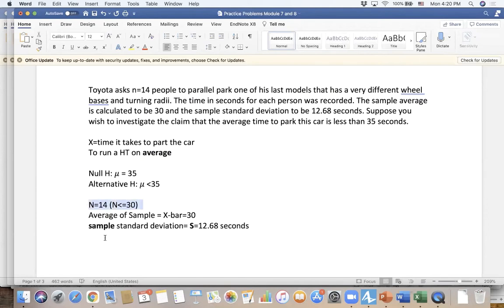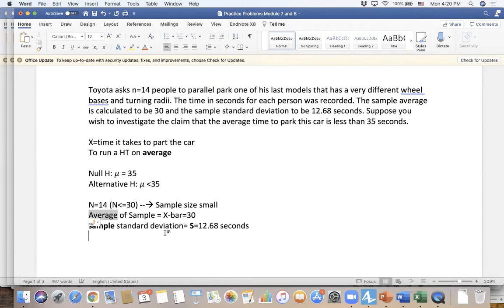We don't have the population standard deviation, so we have to use the sample standard deviation, which is S. However, we still have to know if the sample size is small or large. And here, the sample size is small because n is less than or equal to 30.